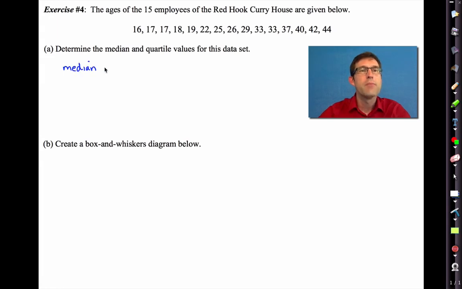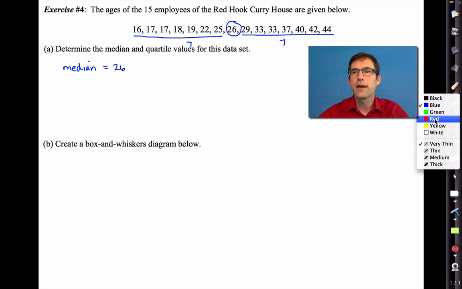All right. Because there are 15 values, literally it will break down as 1, 2, 3, 4, 5, 6, 7, and again 1, 2, 3, 4, 5, 6, 7. And here's our median. So our median is 26.